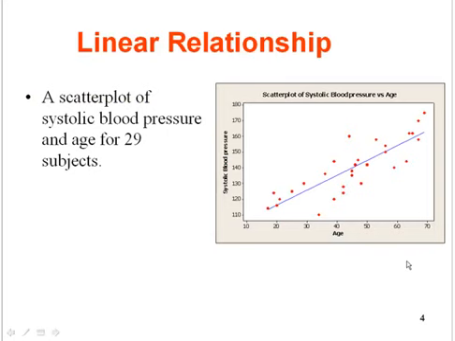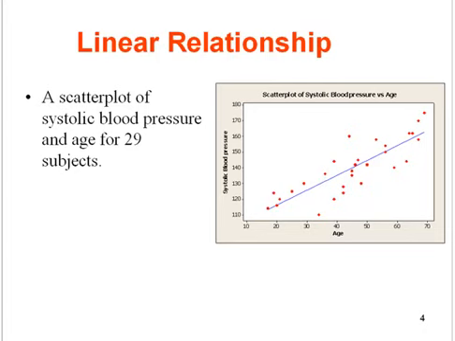Here is our first example of a scatter plot. We have gathered data on 29 subjects. We have recorded both the age of the subject and the systolic blood pressure of the subject. Notice that both are quantitative variables. The age is measured in years, and the systolic blood pressure is measured in millimeters of mercury.